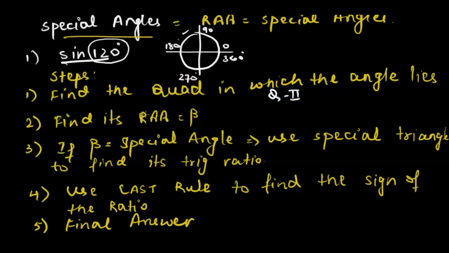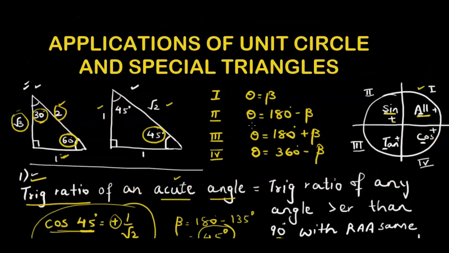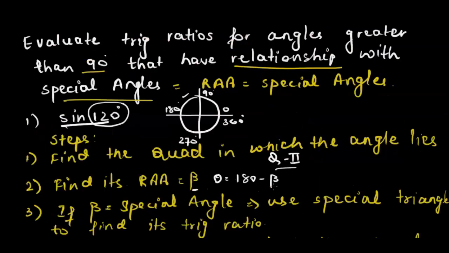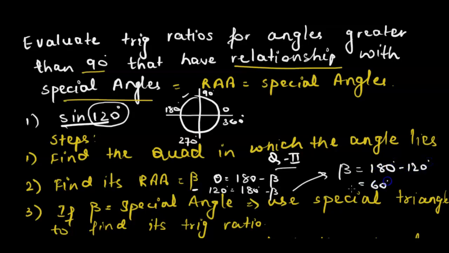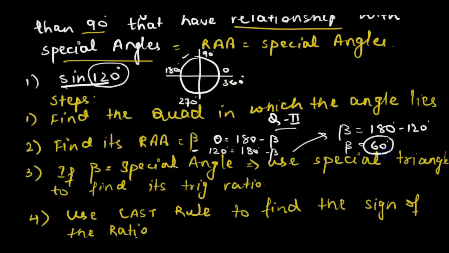First step is done. Next, we find its related acute angle. Now we'll check the relationship formula between beta and theta for quadrant number 2. In quadrant 2, theta is 180 minus beta, but we are looking for the beta value. We know theta that we are given is 120 degrees. Therefore, we just have to isolate beta. So we'll move beta here and we'll move 120 here. We get 180 minus 120, and that is equal to 60 degrees.